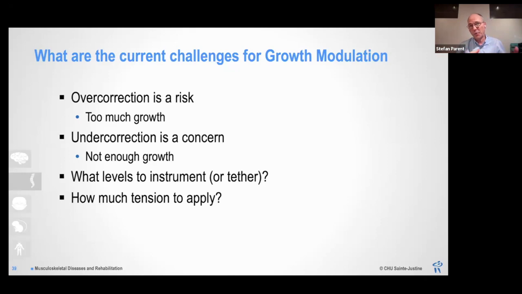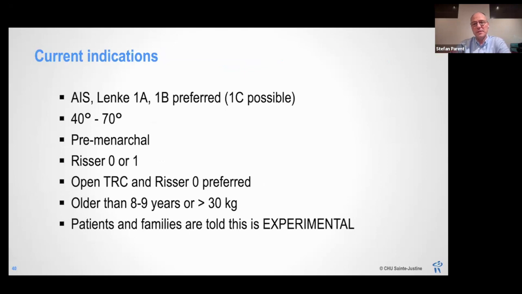But if you don't have enough growth for the type of deformity that you have, then maybe undercorrection is going to be a concern. What levels to instrument and how much tension to apply is something that we all struggle with. So this is probably, you'll see this. These are my current indications. I still do a lot of Lenke's, thoracic, 1As, 1Bs, and 1Cs. 40 to 70, I'll give you my optimal indications afterwards.